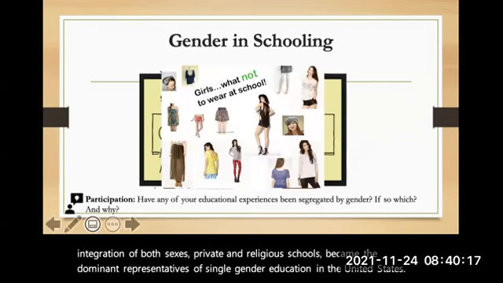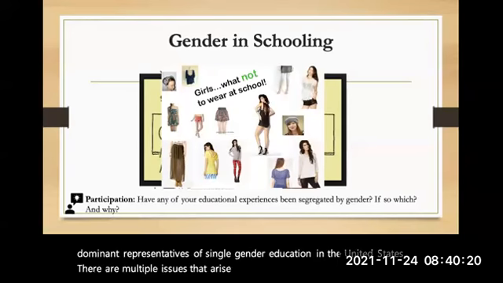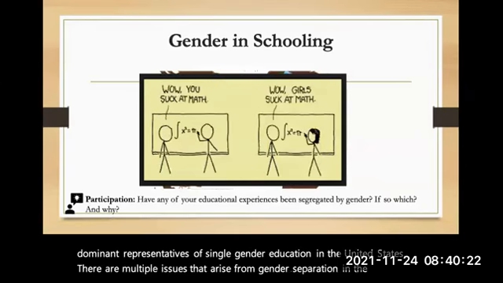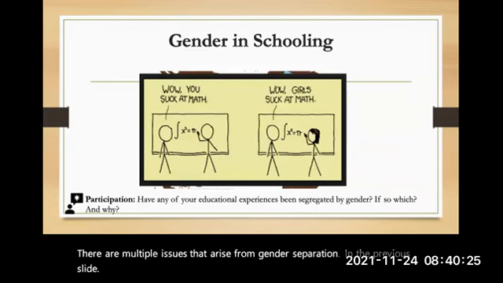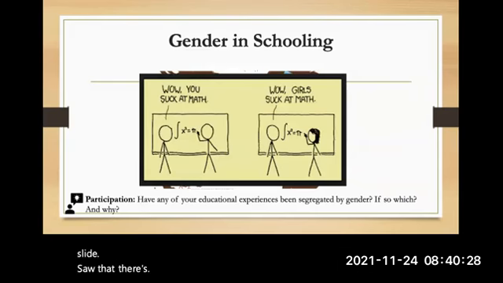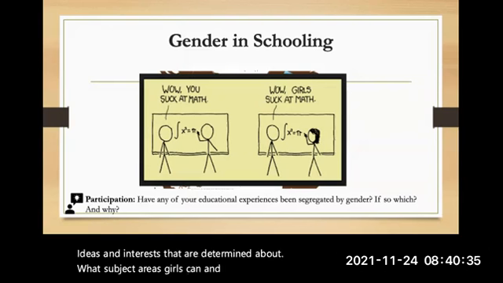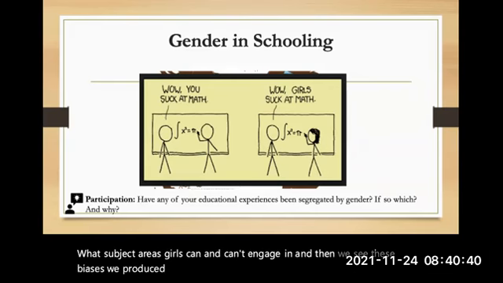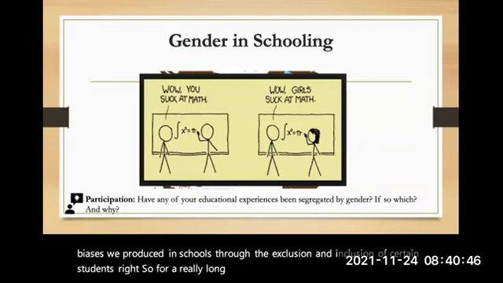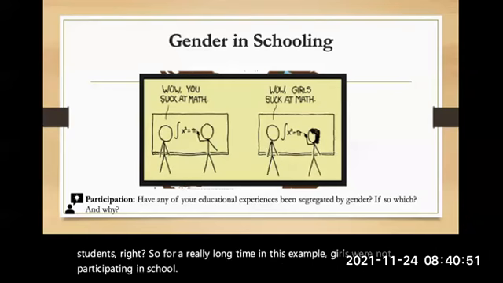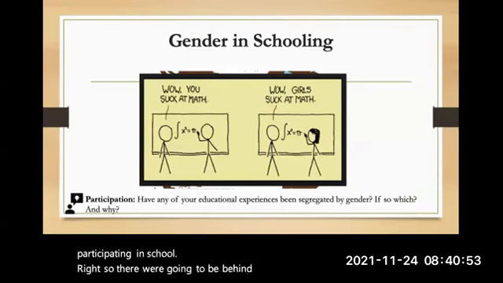There are multiple issues that arise from gender separation. In the previous slide, you saw that there are ideas and interests that are determined about what subject areas girls can and can't engage in. And then we see these biases reproduced in schools through the exclusion and inclusion of certain students, right? So for a really long time in this example, girls were not participating in school. Right, so they were going to be behind on technical things like mathematics, for example.